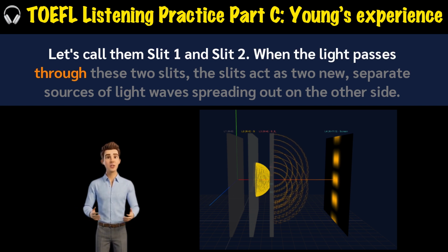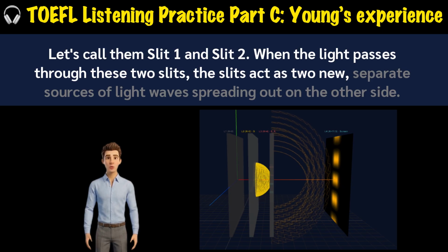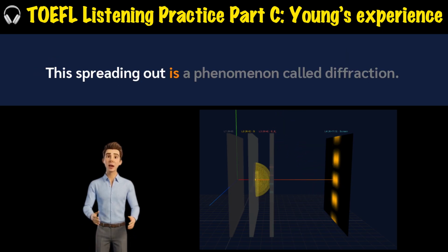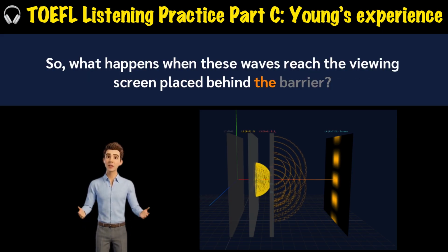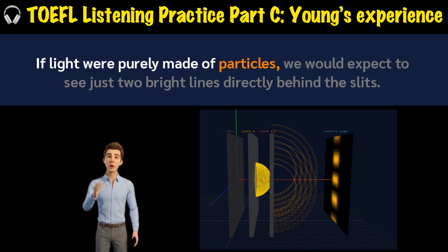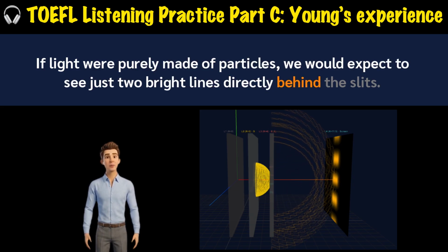When the light passes through these two slits, the slits act as two new, separate sources of light waves spreading out on the other side. This spreading out is a phenomenon called diffraction. So what happens when these waves reach the viewing screen placed behind the barrier? If light were purely made of particles, we would expect to see just two bright lines directly behind the slits.